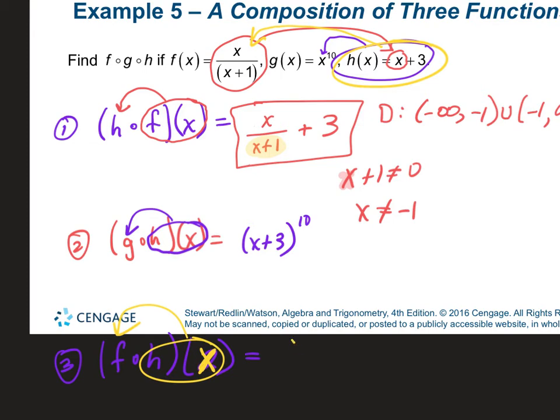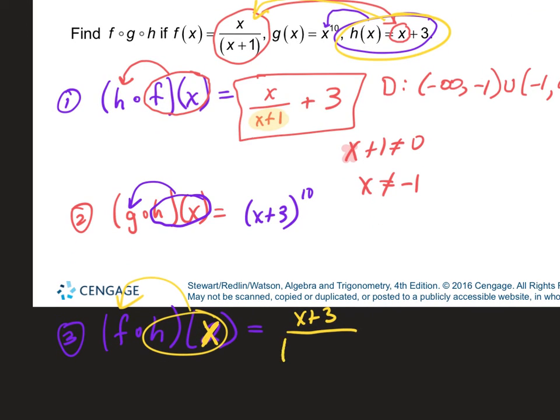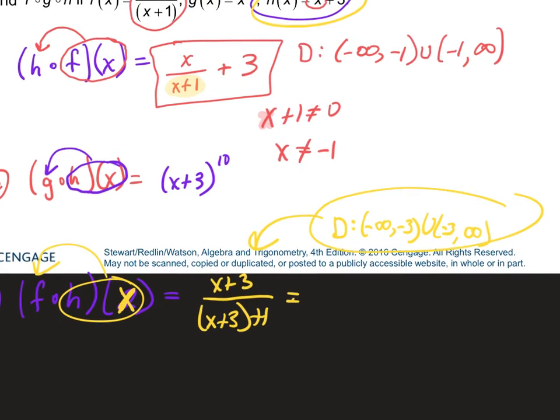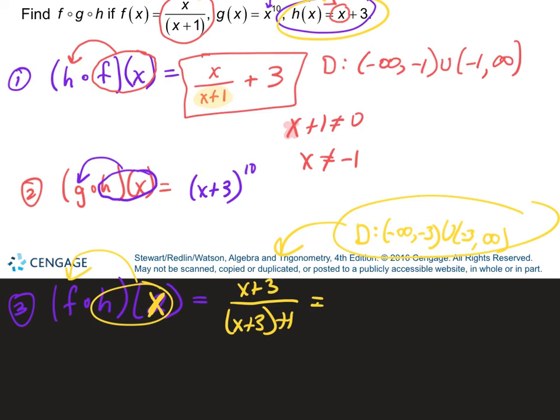In the numerator, I'd have x plus 3, right? And in the denominator, instead of x, I would have x plus 3 plus 1. Stop for a second. Is there a domain restriction? What can x not be? It can't be negative 3. So your domain for this one would be everything except negative 3, because it would make our denominator 0. Now if we simplify this, we have x plus 3 over x plus 4, right?